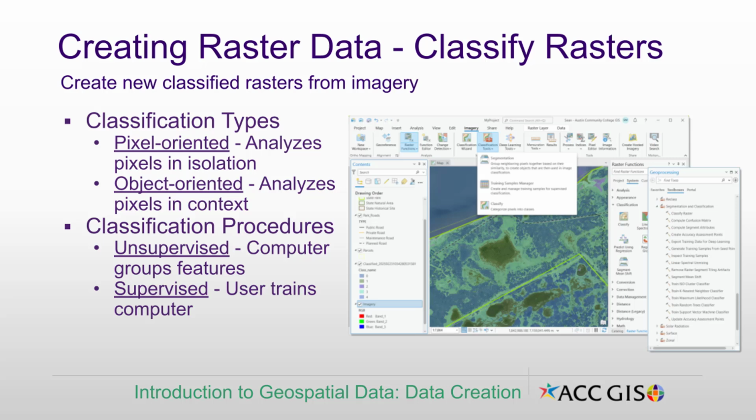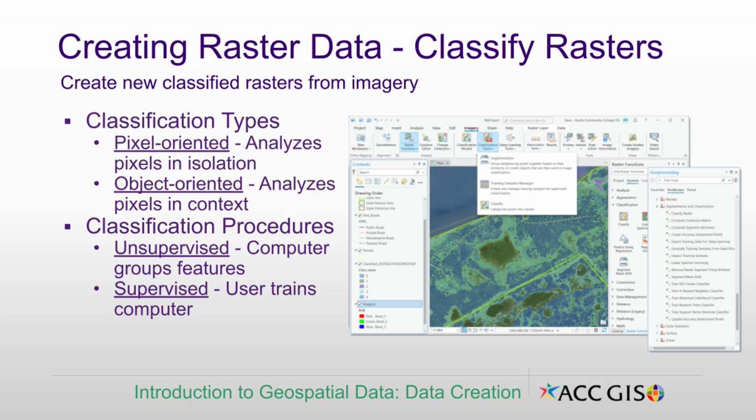Classification procedures include unsupervised and supervised. Unsupervised is where the computer groups the features. For example, I want the computer to group all pixels in low, medium, and high values, and then I go in and say what those are. This is water, this is forest, and this is grass, for example.